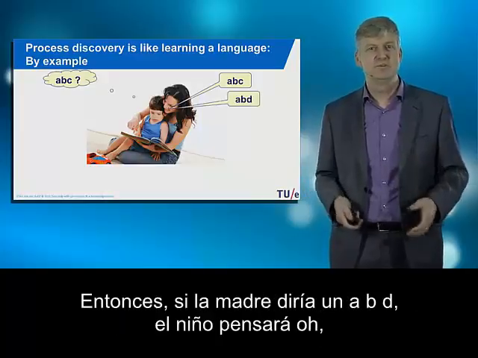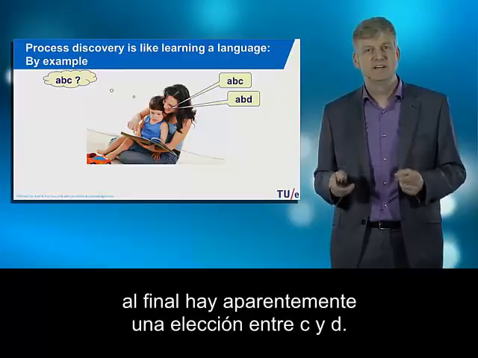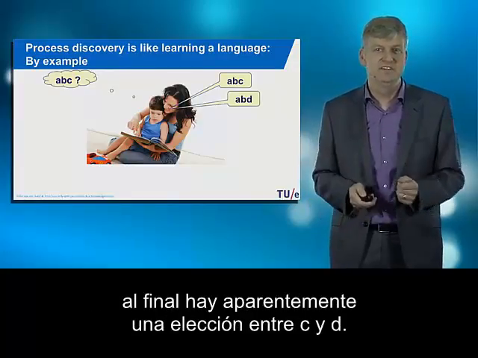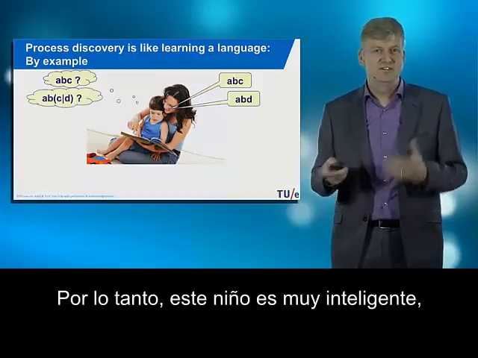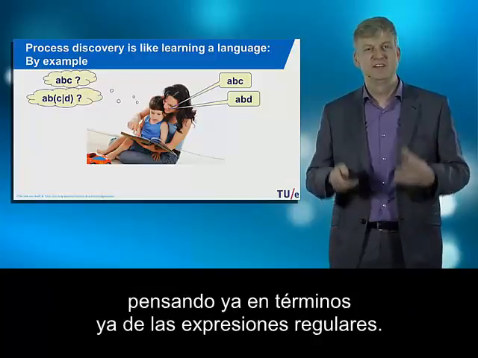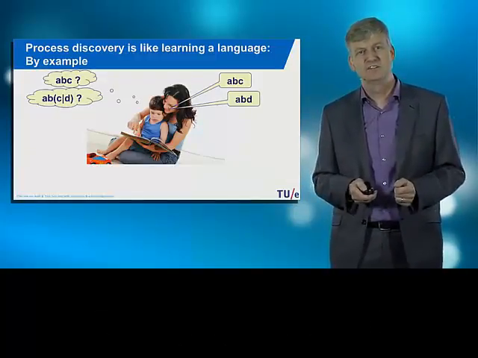Then if the mother would say an A, B, D, the child will think, oh, at the end there is apparently a choice between C and D. So this child is very smart, thinking already in terms of regular expressions. So this is the model of the language that the child infers.